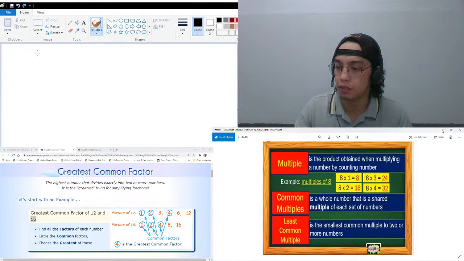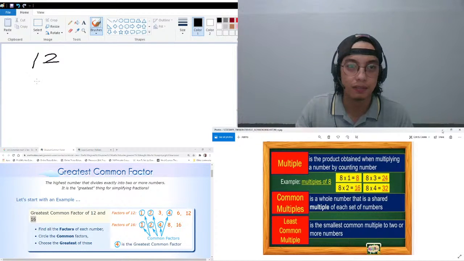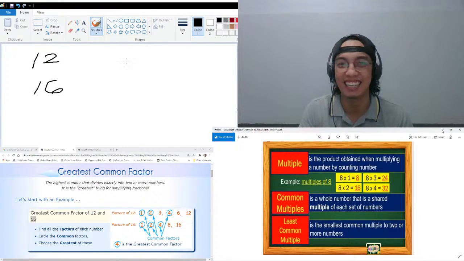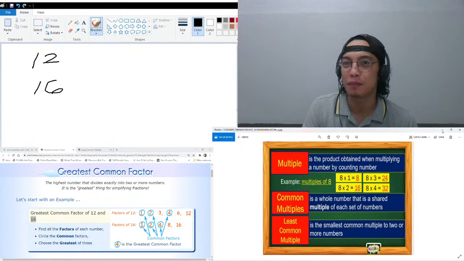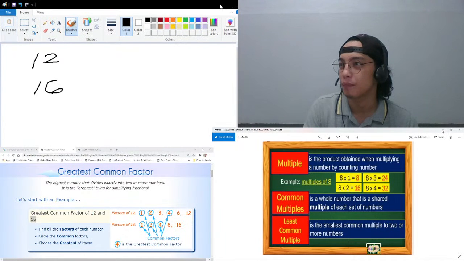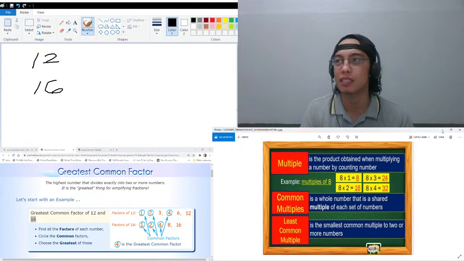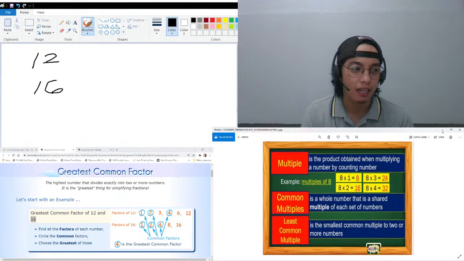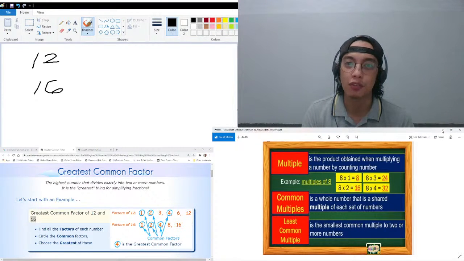Okay, let's try to use this one. 12, gentle, and 16. At least naklaro na gamay. Let's put it back here. Okay. Now, kana. 12 ug 16. Natay duha pug numbers. Unsa ang that one number nga ma-divide nato ang 12 o 16 pero kinadak-an.